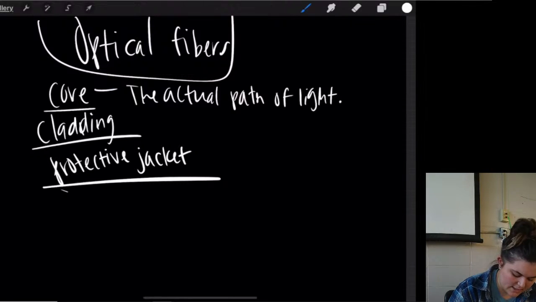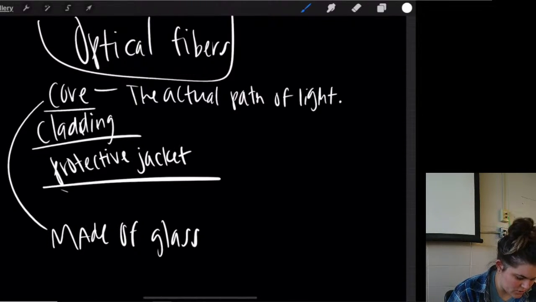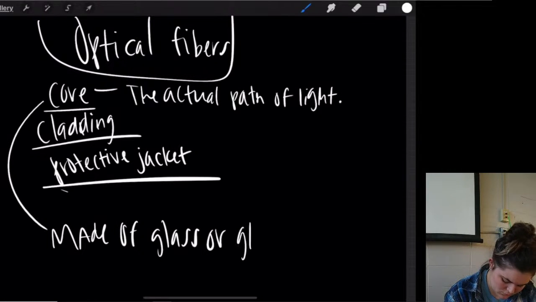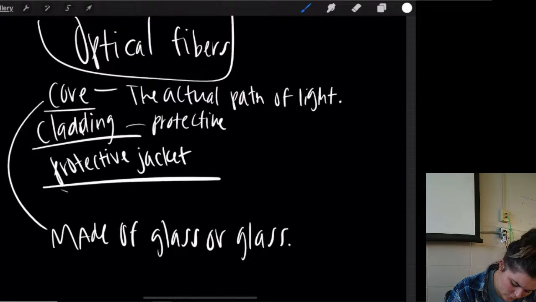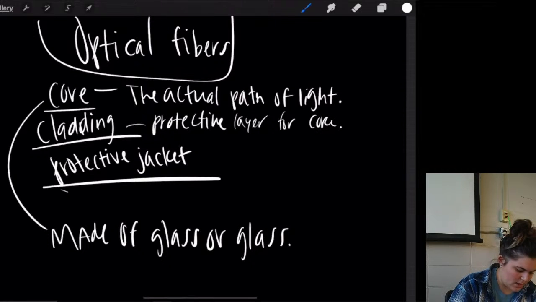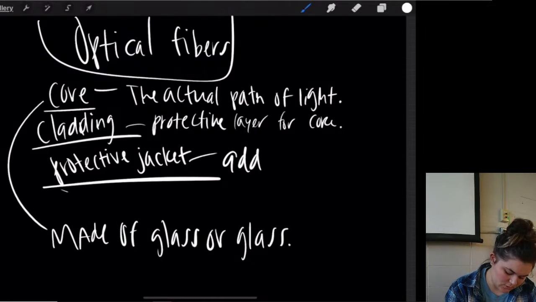So it can be made of glass, but may be constructed of plastic too. Cladding is the first layer of protection for the glass or plastic core of an optical fiber cable. So, protective layer for core. And the cladding is enclosed in a jacket for additional protection. So, this is just an additional layer of protection.